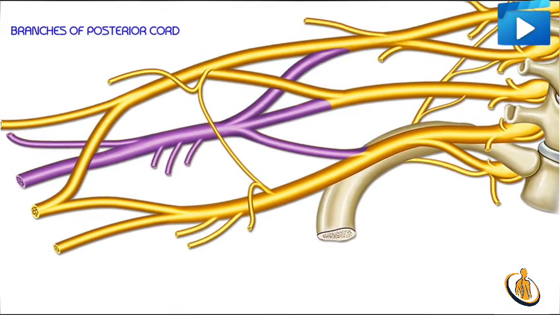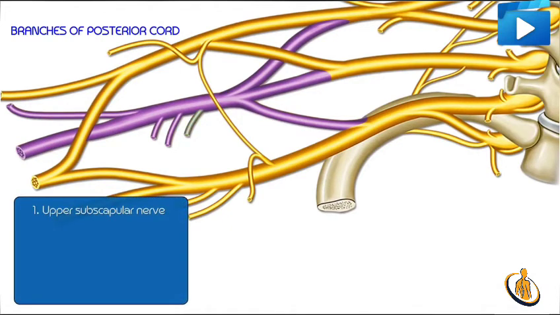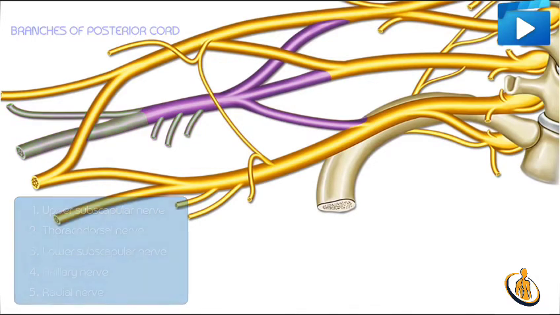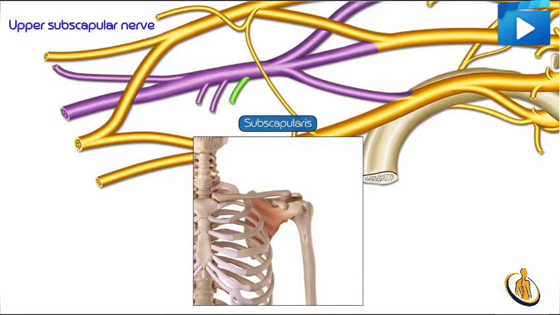brachial plexus. Like the medial cord, the posterior cord also gives off a total of 5 branches, right? One is the upper subscapular nerve, thoracodorsal nerve, lower subscapular nerve, axillary nerve and the radial nerve. All these are the 5 branches which arise from the posterior cord of the brachial plexus, and you can remember them with the mnemonic ULTRA. So here the first one is the upper subscapular nerve.